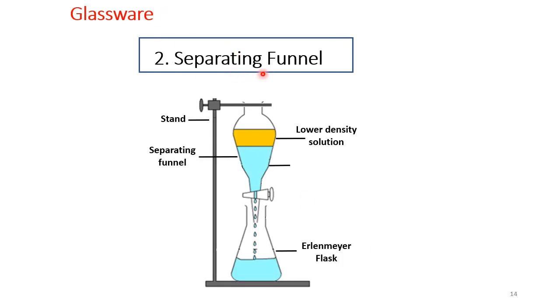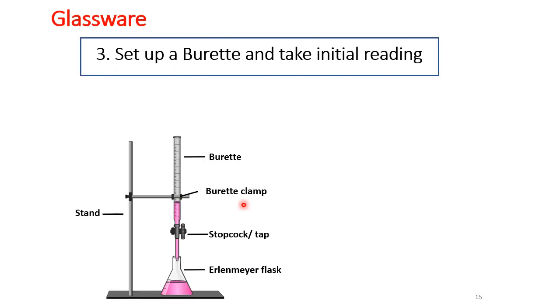Next is the separating funnel, and we have discussed it before. If you need to separate two immiscible liquids, you need to know how to set it up, as we have mentioned previously in the previous slides. Third is how to set up a burette and take the initial reading.